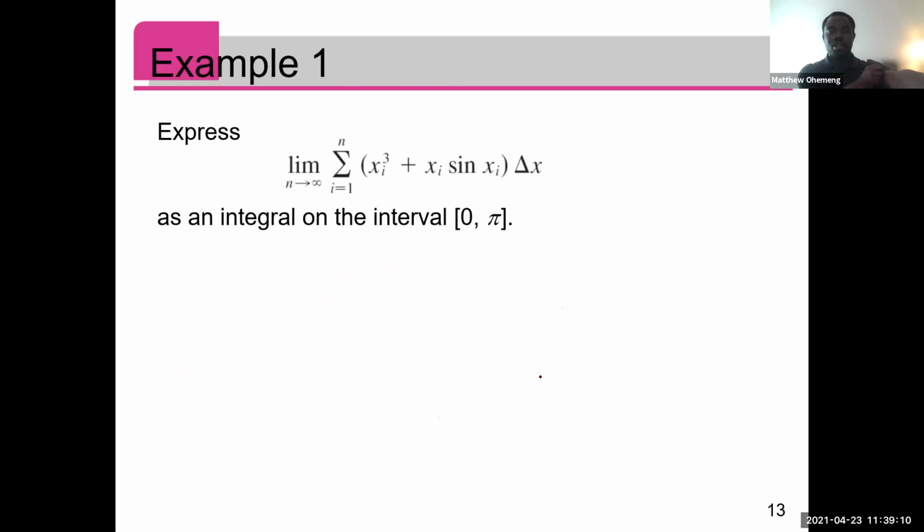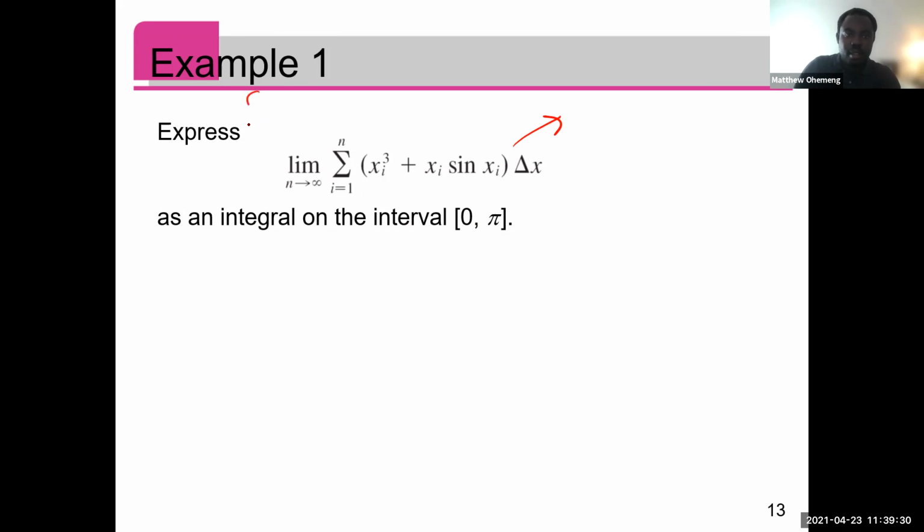Okay. So this one says, express this as an integral on the interval 0 to pi. So for this one, please help me out. I want to get the definite integral representation of this limit of sums. How am I going to write it? We are not solving the problem. We are just looking at the symbol here. So how do I write this?